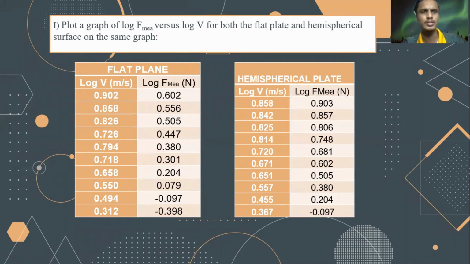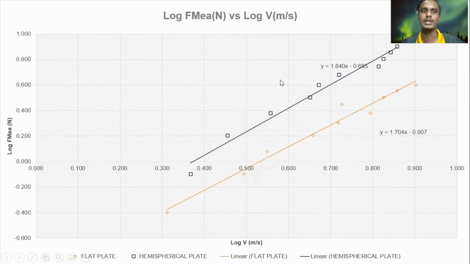So for discussion number 1, plot a graph of log F measured versus log V for both the flat plate and hemispherical surface on the same graph. So these are the data when we take log V and log F measured for both the flat plate and hemispherical plate. Here in one graph, we plot both the flat plate and hemispherical plate.